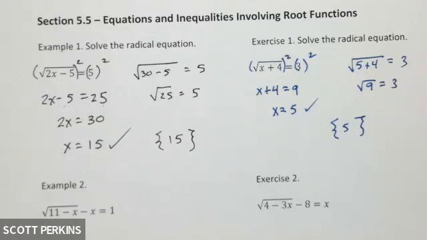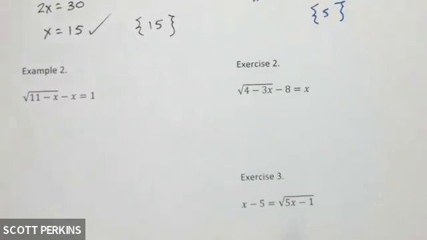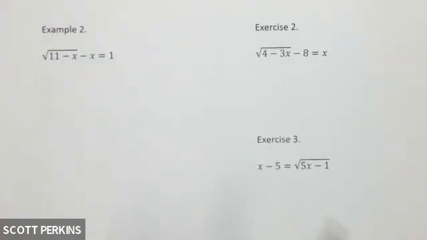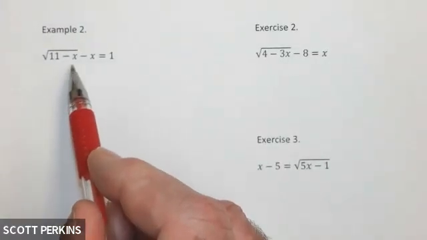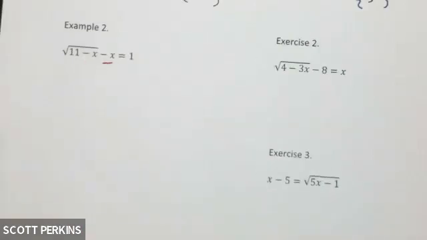They're pretty straightforward. So the next problem I have is where things get a little more murky, not too much, but a little bit. So notice in this one, I've got 2 things going on here. Oops, you can't see because I haven't moved the paper yet. So I've got the square root of 11 minus x, but then I've got this minus x right here that I've got to deal with equals 1.